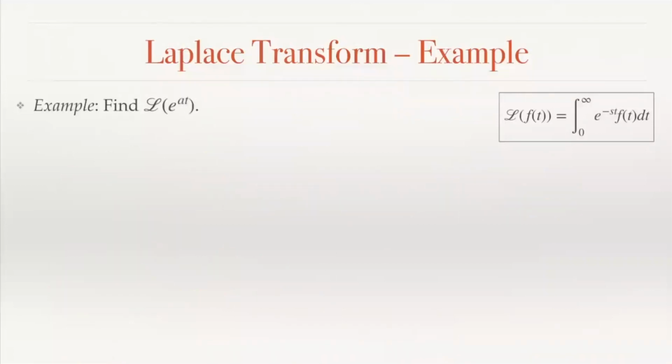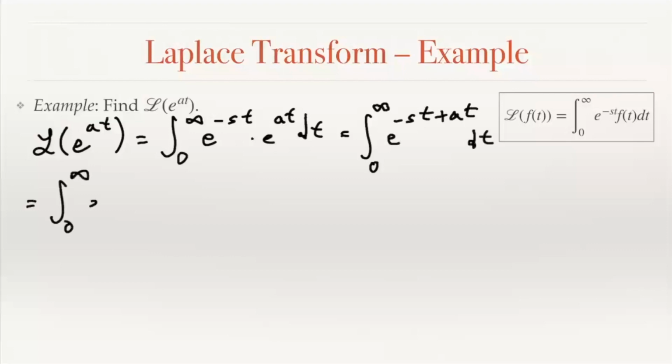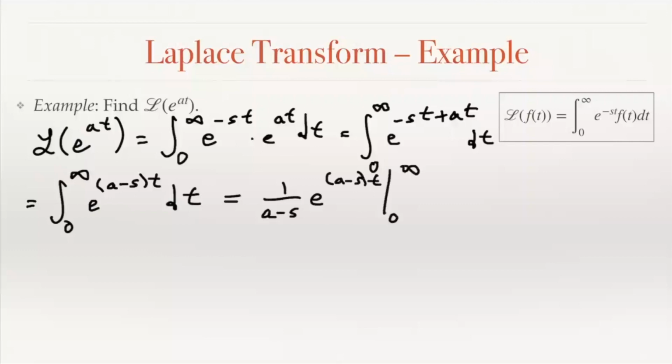Let's do another. What's the Laplace transform of e to the at? We can use exponent laws here. Combine that into a single exponentiation. Let's factor out the t. And now the integral is 1 over a minus s times e to the (a minus s)t, evaluated between 0 and infinity.